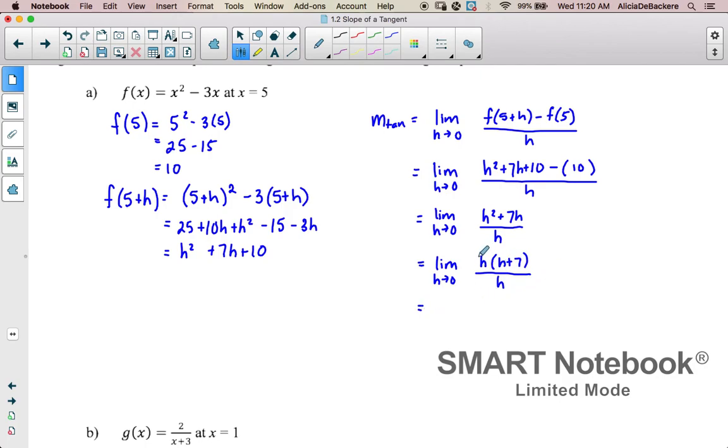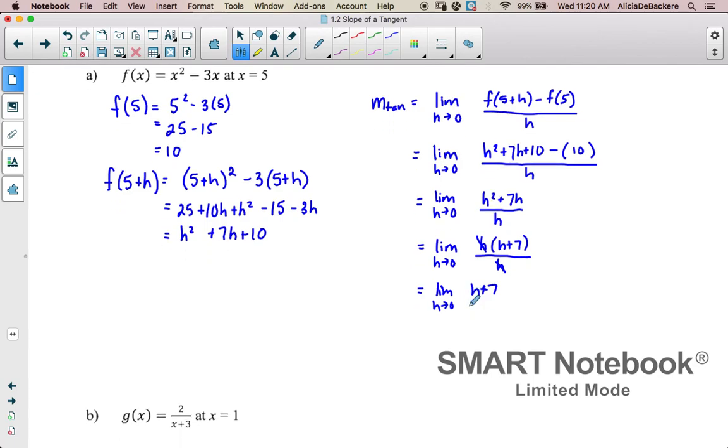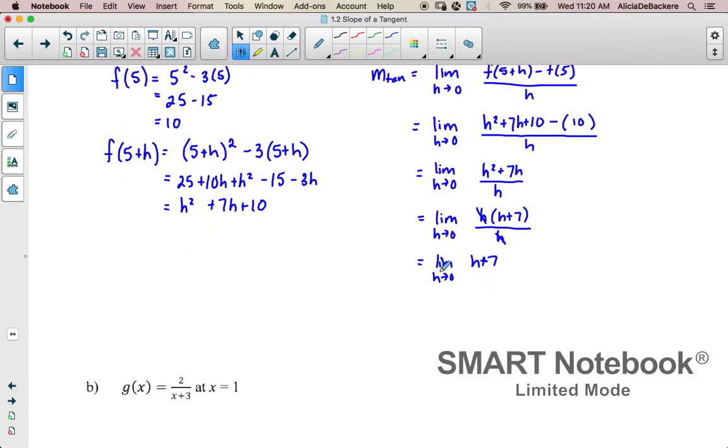And now what I have is the magic of canceling these h's. So I'm going to cancel, I've got an h on the top and an h on the bottom. Because it's a multiplication, I can cancel those out. And now what I've got is the expression h plus 7. And at this point, I can take the limit. I can actually pretend that the h value is something incredibly close to 0 and plug it in there. And what I would get is 0 plus 7 when I take that limit.